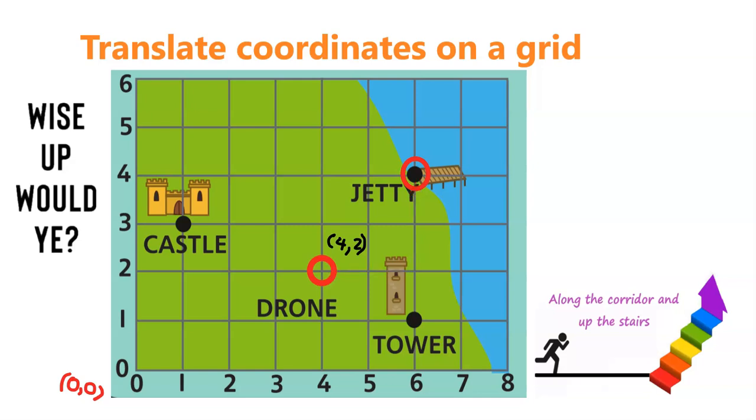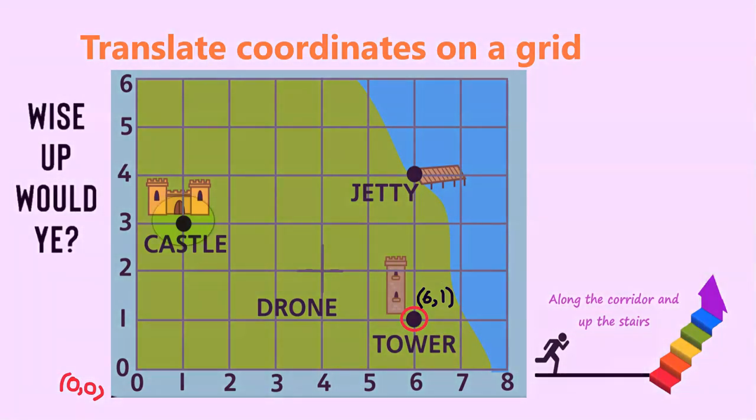Let's try one without drawing lines. The drone is now at the tower. So first of all, let me record the coordinates of the tower in brackets, and it is along the x-axis to 6, up the y-axis to 1 and close my brackets. It's at position 6, 1. And we want that drone to go all the way to the castle.